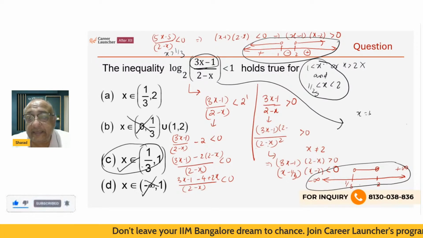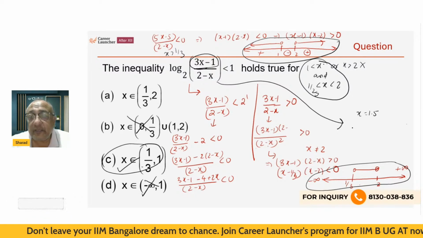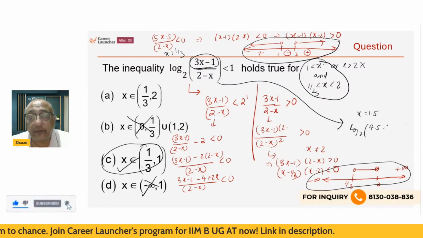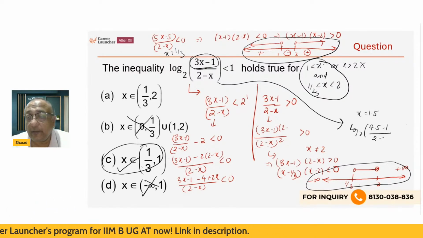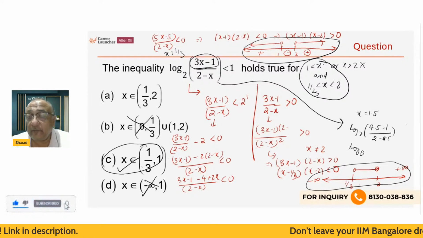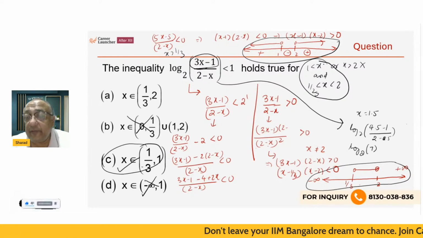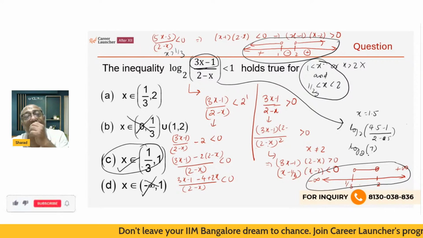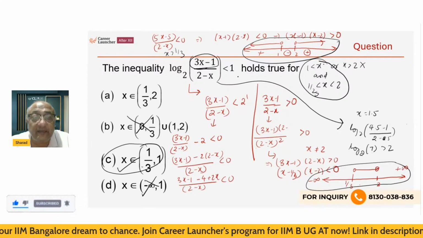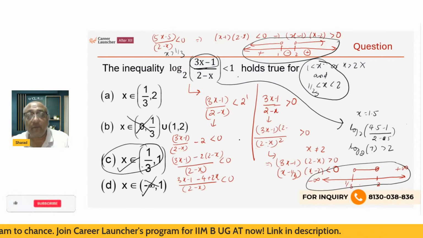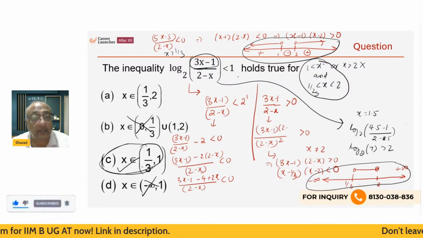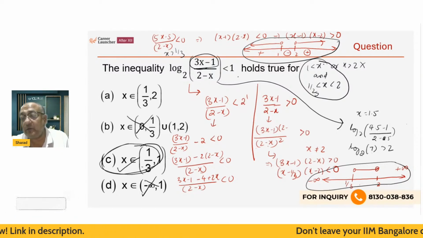Let's take x equal to 1.5. So this is log with base 2 of 3 into 1.5, which is 4.5, divided by 2 minus 1.5. This will become log with base 2 of 9. And we know 2 needs to be multiplied more than twice to get 9, so it will be more than 2. I have to get less than 1. So without solving this inequality, I could have zeroed in on the answer as 1/3 to 1.